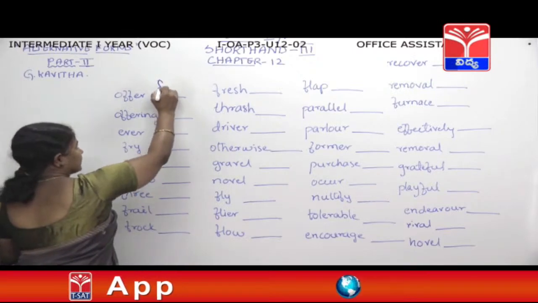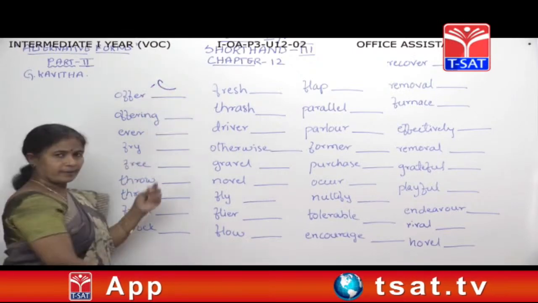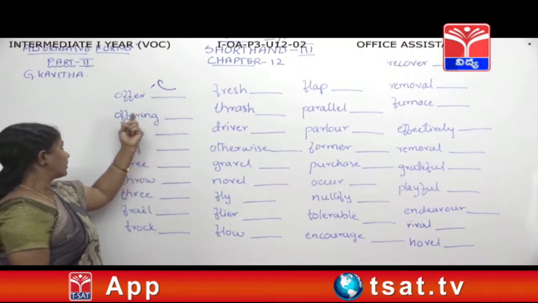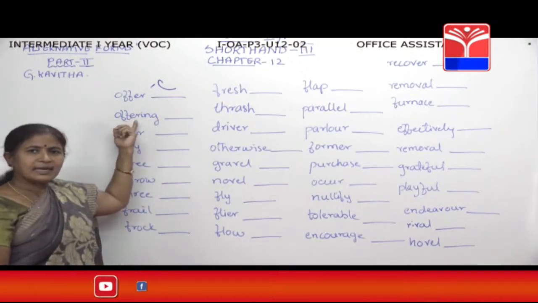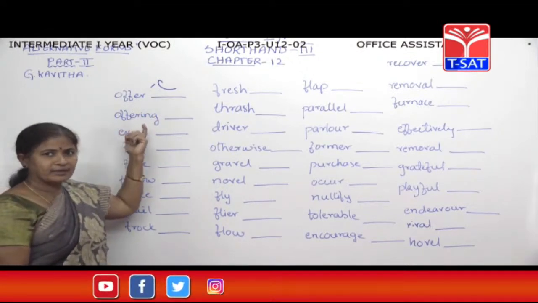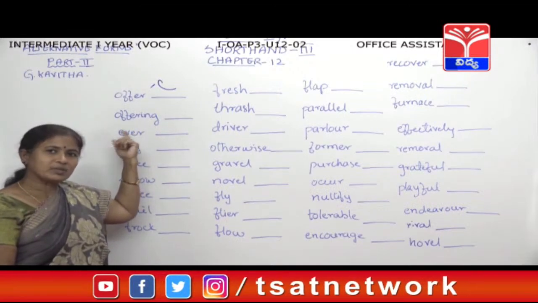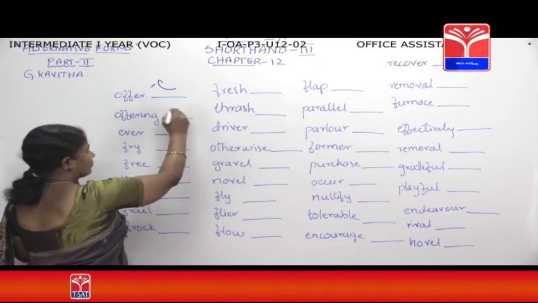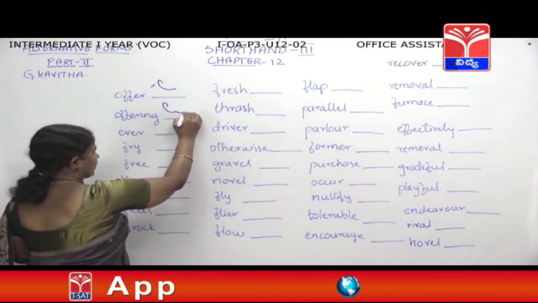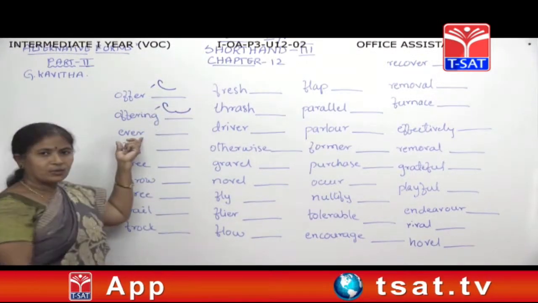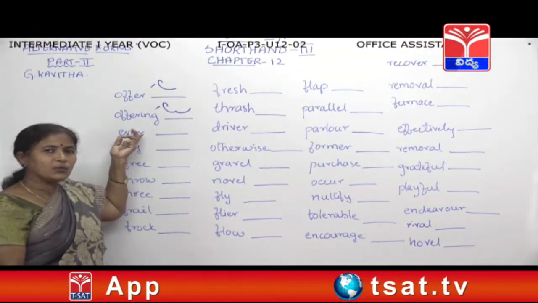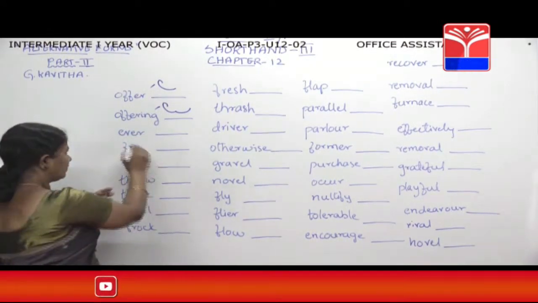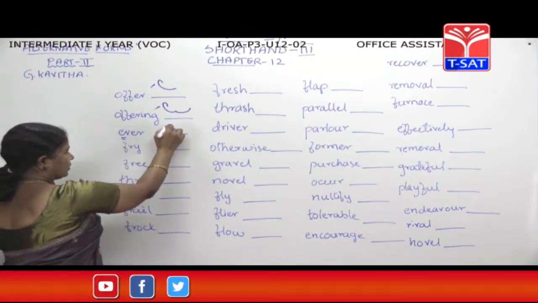Offer. Since it's the first place, we have to stop above the line. Offering, just add ing to it. Even though it's not standing alone, the vowel precedes. Offering. We don't write this right form. Offer and ing. Now ever. Ever, fur standing alone and the vowel is preceding. So ever.